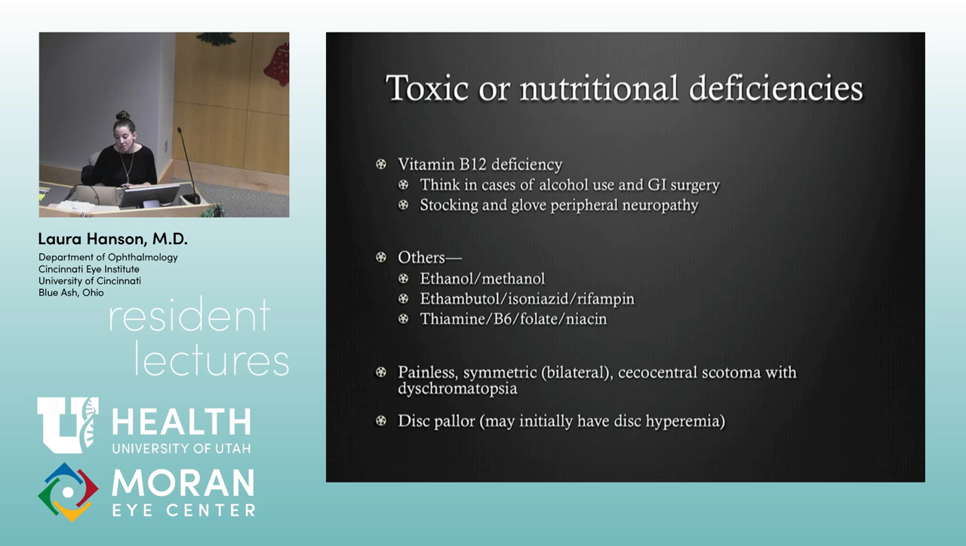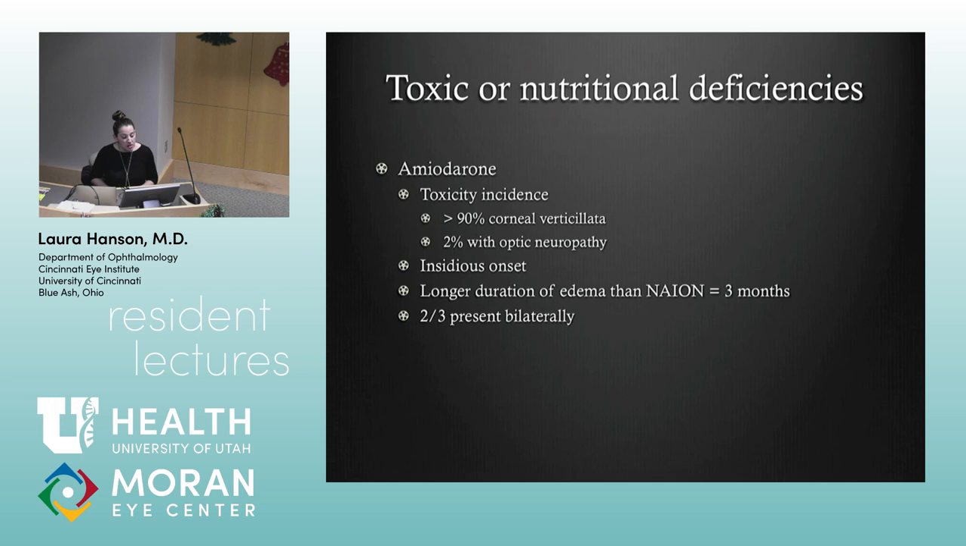And then you definitely need to remember about amiodarone toxicity. Most people on amiodarone will get vortex keratopathy. Only 2% get an optic neuropathy. Two-thirds of the time, it's bilateral. So if they present somebody that looks kind of like an NAION picture, but they don't have a disc at risk, and it's an insidious progressive onset, they may be talking about amiodarone.